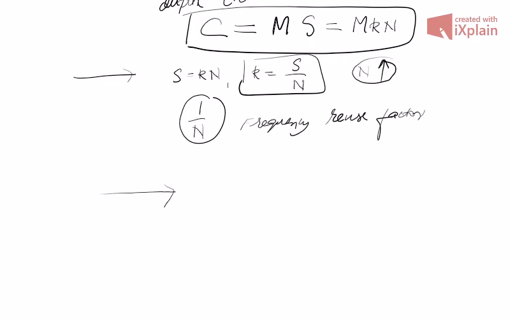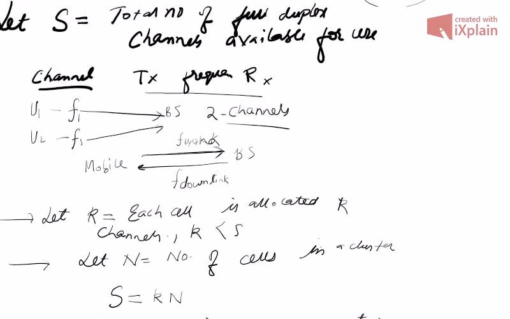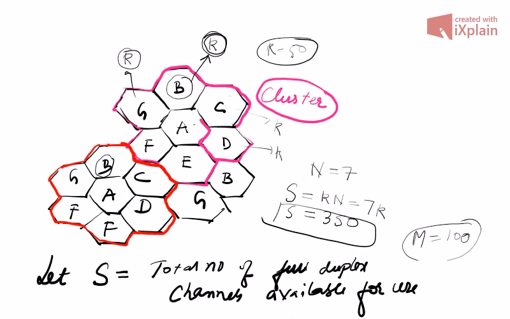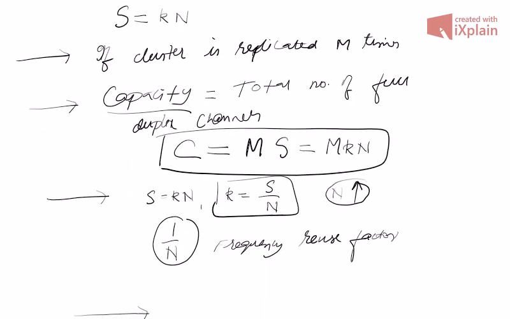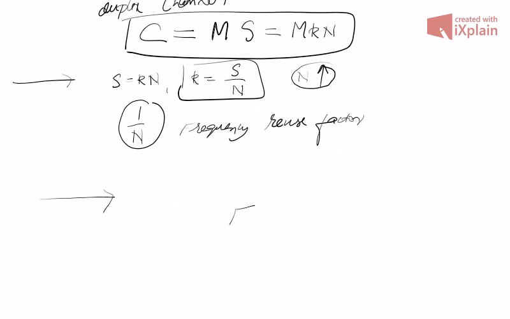But at the same time, what are the possible values of n? n cannot take any arbitrary value, as you can see from this figure. Here n is equal to 7. One more possibility, a smaller number, is n equal to 4, which we have done previously. So here is A, here is B, here is C, and here is D.